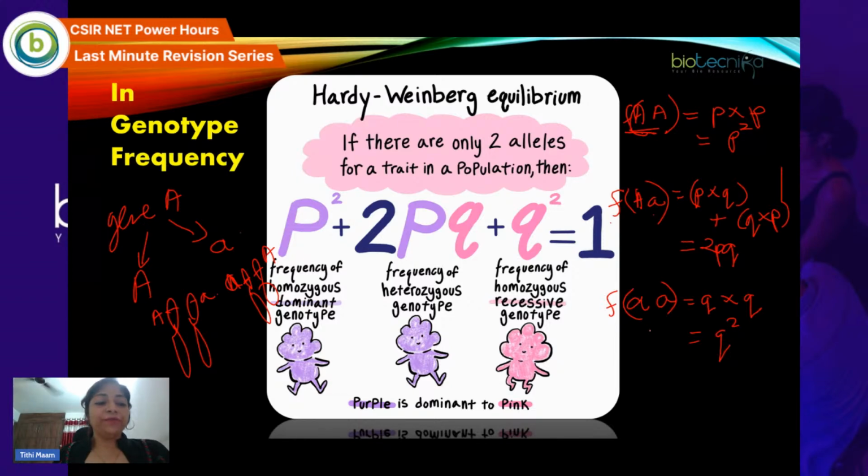Now, when we compare the situation for genotype, for a particular gene, if it has only two alleles, it can have three different genotypes only, right? So the addition of the individual frequencies will again be equal to 1. So p square plus 2pq plus q square will be equal to 1, where p square is the frequency of homozygous dominant, q square is the frequency of homozygous recessive, and 2pq is the frequency of heterozygote. Clear, everybody?